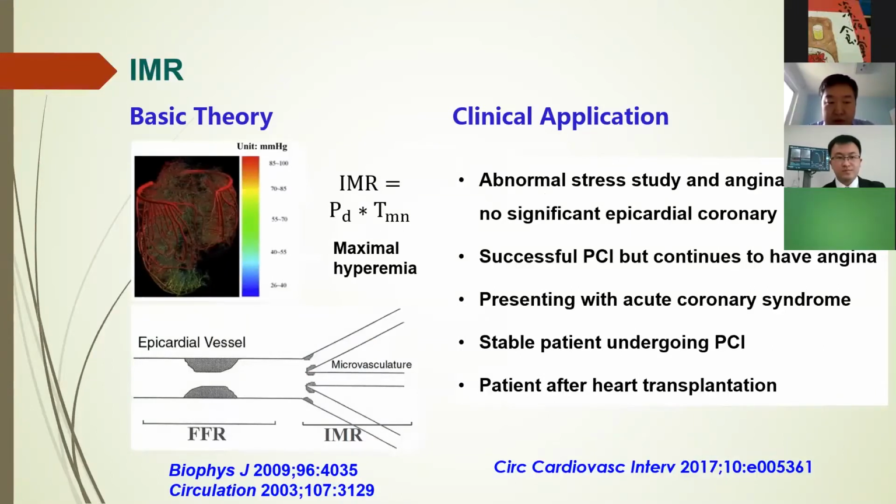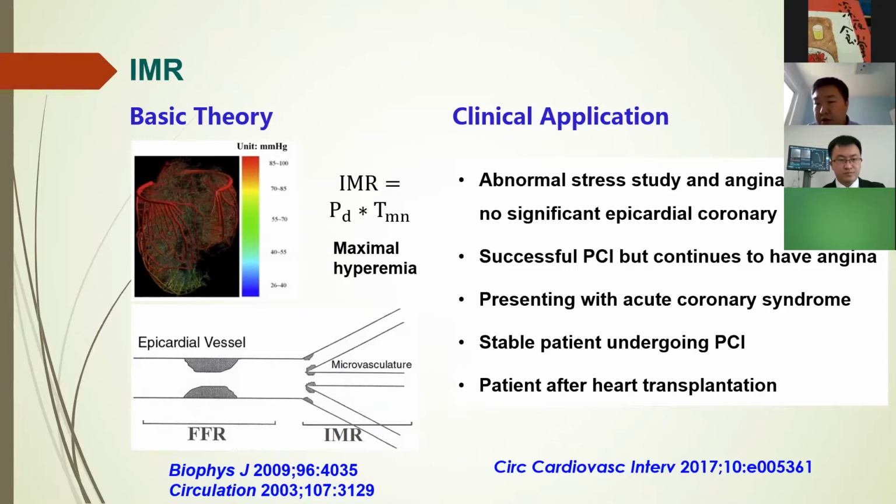In the previous slides, I introduced the FFR and IFR. Both FFR and IFR are good for coronary stenosis-induced myocardial ischemia. But we know some patients have microvascular disease. Microvascular disease means the microresistance has some problem.